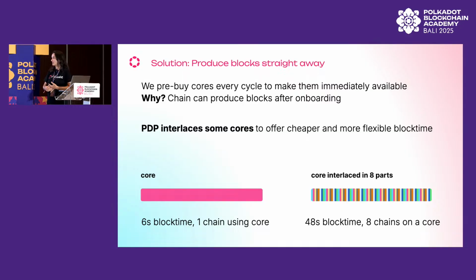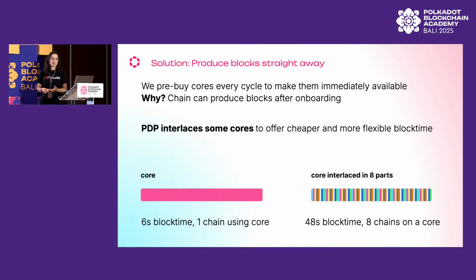And then we're also interlacing cores, which means that an interlaced core can host up to 8 different chains. So 8 different chains can use this core. The number 8 is something we decided, interlaced in 8 parts. It can be interlaced in more parts, but of course, the more parts it is interlaced in, the slower the block production is going to be. So for 8 chains on a core, you have 48-second block time.